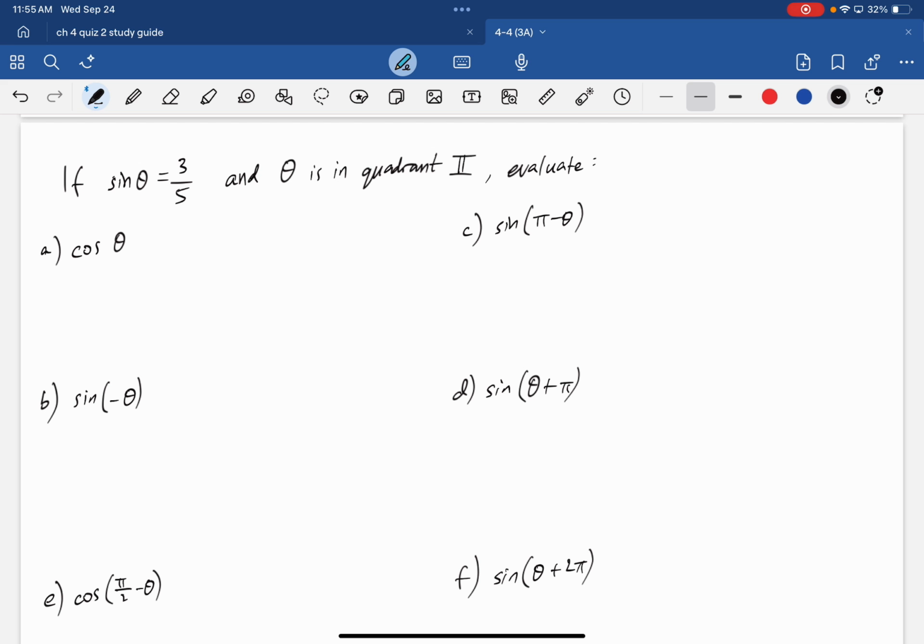How many questions? I just said 6. Question 1 is 20 points. It's basically evaluating 10 trig functions, so 2 points each. Chapter 4, quiz 2 practice test. And I've also posted the key for that, and I've also solved it in a video on YouTube. And I've posted extra practice problems, which are very similar to the quiz problems, but more of them.